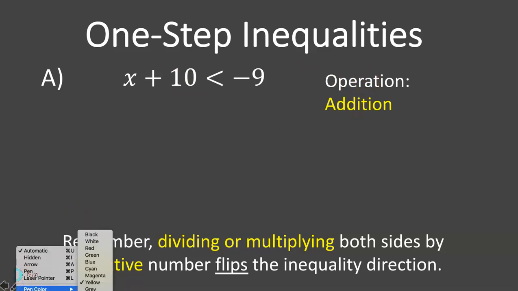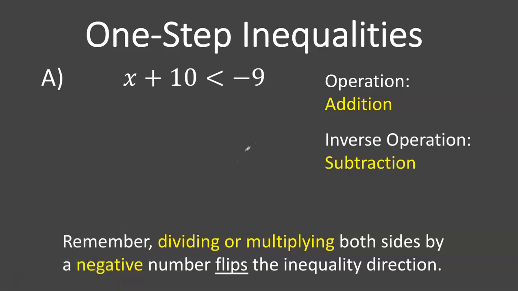So let's think about it. What is the inverse of addition? That would be subtraction. So we're going to go ahead and subtract 10 from each side. We know that 10 is the number that we need to subtract because 10 is the number that is keeping x from being isolated, keeping x from being alone. So that's what we're trying to get rid of.